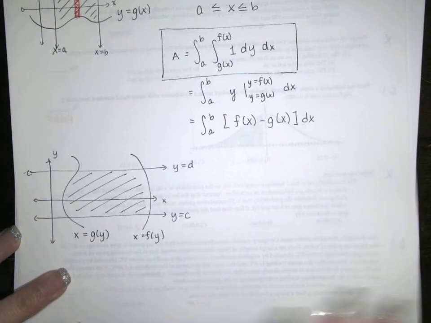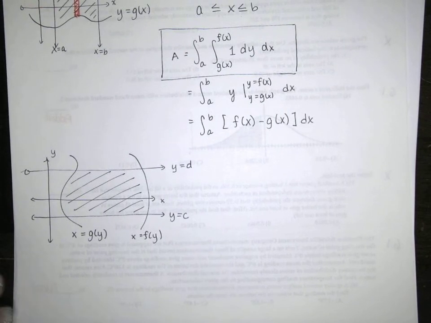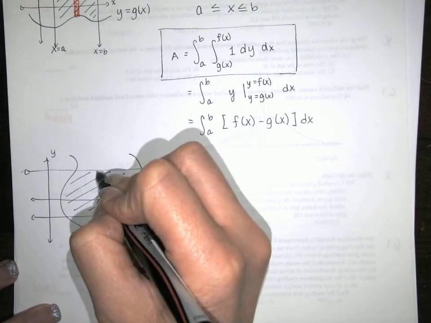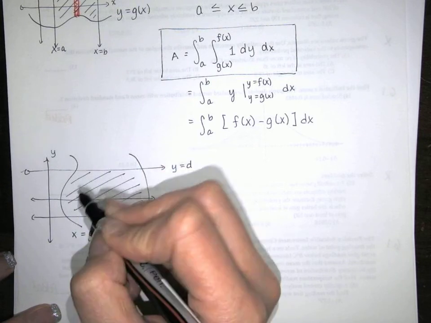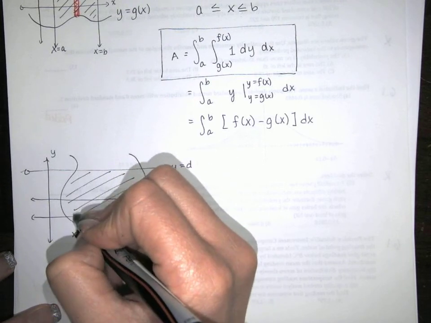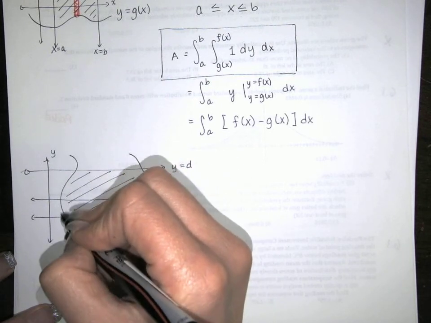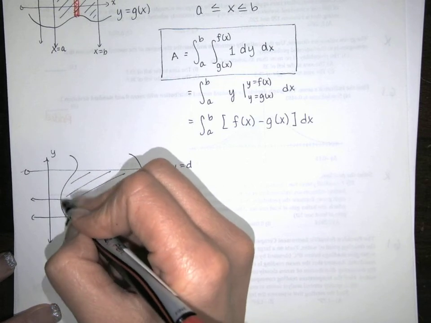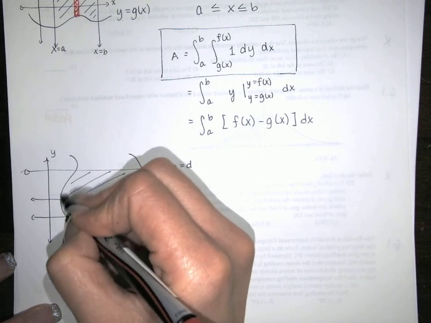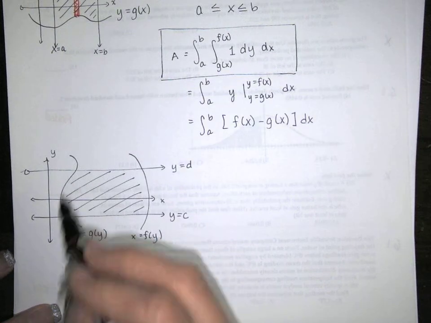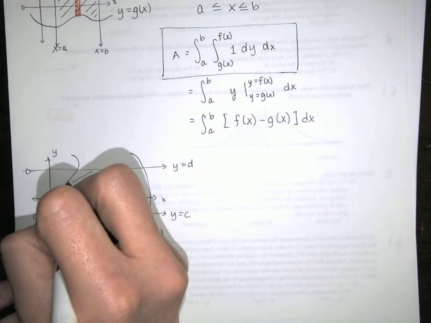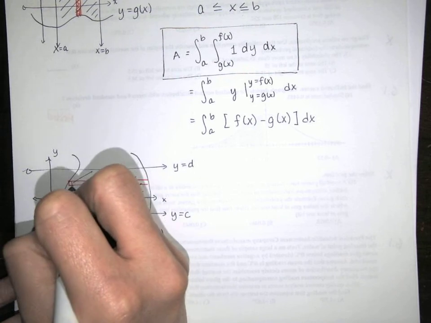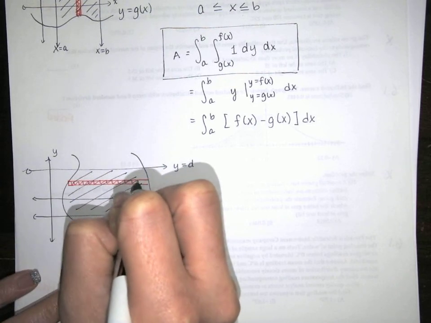So maybe I'm trying to find an area that looks more like that. Well, in this case, I don't want to draw my rectangles vertically, because over here the top function is this curve for a while, and then for a bit in here, the top function is that curve, and the bottom function is also given by the same curve. It just gets complicated. But if I draw my rectangles horizontally, it's not complicated at all.